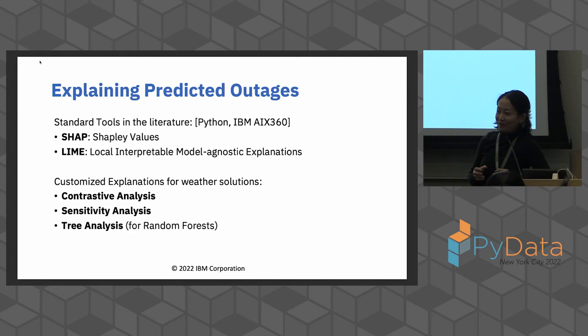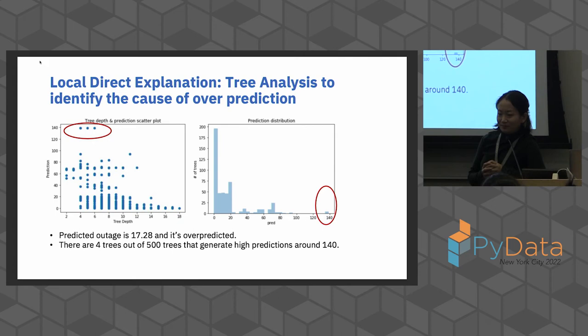So we use tree analysis when there is an over prediction or under prediction. We want to see what features, or what data in the training data, makes this prediction over predicted or under predicted. We have an example of the tree analysis on the next slide.